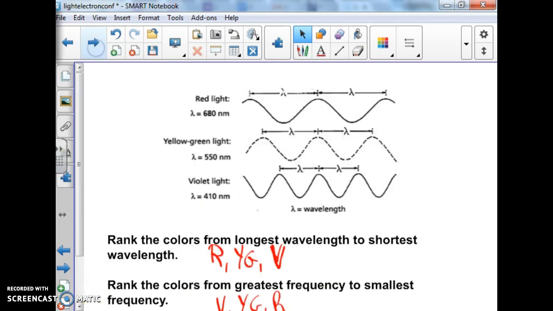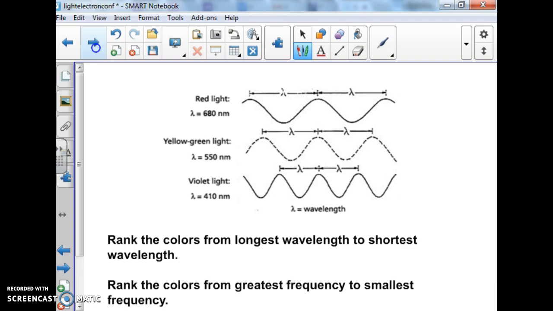This next slide we're going to look at, these are a couple different wavelengths here. Okay, this is red light. So that wavelength there that you see on top represents red light. This would represent a yellow-green light or a violet or purplish colored light. So you can see, remember the wavelengths are from crest to crest or trough to trough.